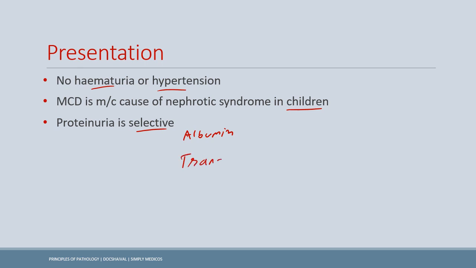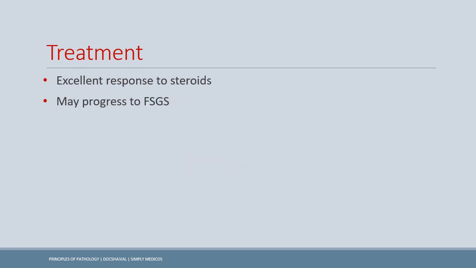Okay, so this is the feature of the MCD, but in case of the membranous nephropathy or in case of the FSGS, we would have non-selective proteinuria. We will see that ahead. It has excellent response to steroids, and this may progress to focal segmental glomerulosclerosis.